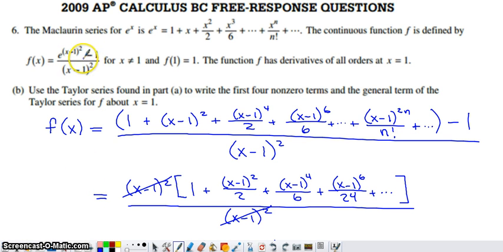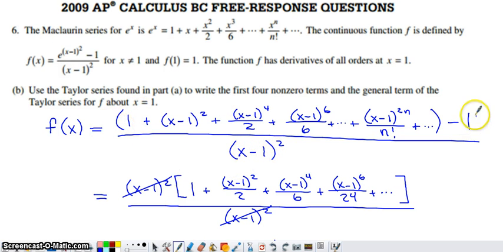So what I went ahead and did is I took the answer from A, the series representation for this, which I named h of x, and I put it in place of that term in the numerator. What you'll notice is a plus 1 from our series for e to the x minus 1 quantity squared, and then a minus 1 sitting at the end of that numerator for the function f, and then it's just all over x minus 1 quantity squared.